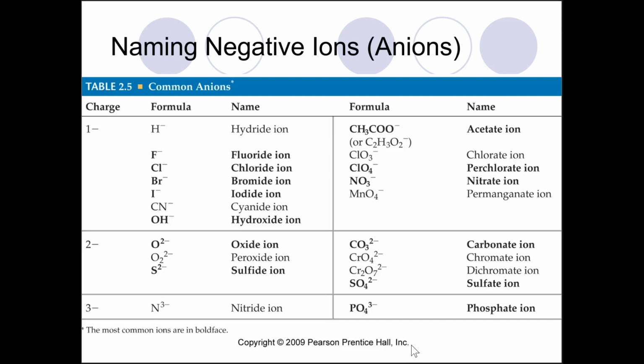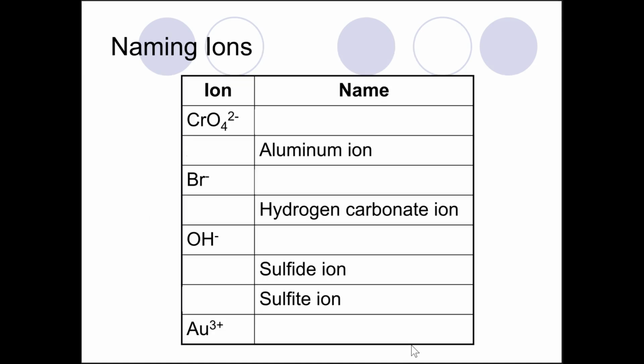This is another table from our textbook that just has a list of common anions. This is not all of them. You were given the polyatomic ion sheet for what you have to memorize. You need to know to name things in group 15, 16, and 17. So real quick, last thing, we're just going to look at a table and fill in either the name or the symbol for any of these ions.